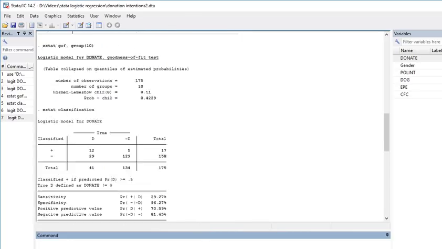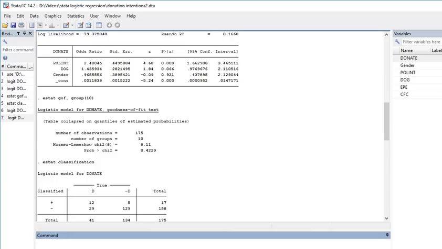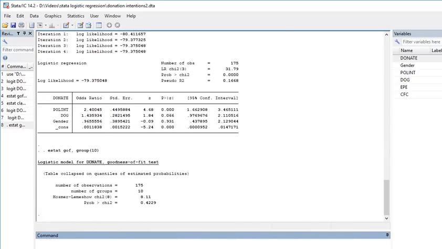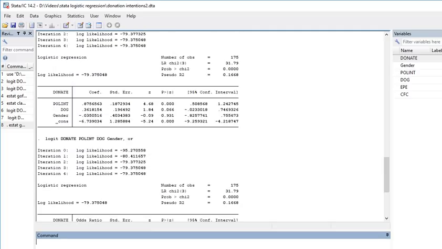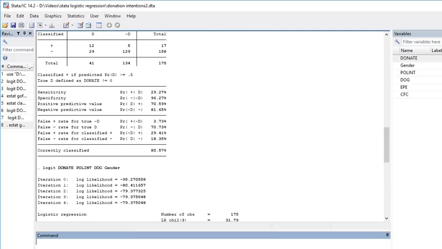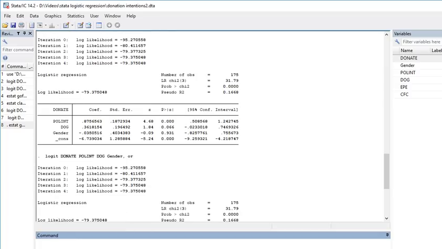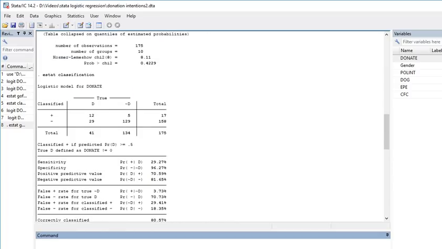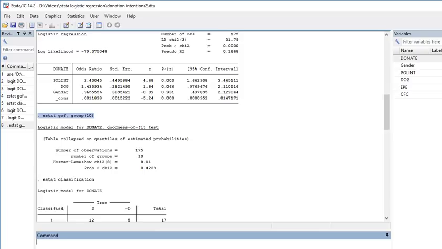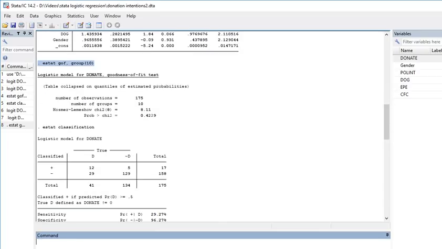To get the goodness of fit test for the Hosmer-Lemeshow, you would type in estat gof, comma, and then group(10) in the parentheses, and there you go. So that's the nice thing about knowing a little bit about the syntax: you can do things a little bit quicker than sometimes running it through the menu. And then to get the classification table, it's just estat classification.